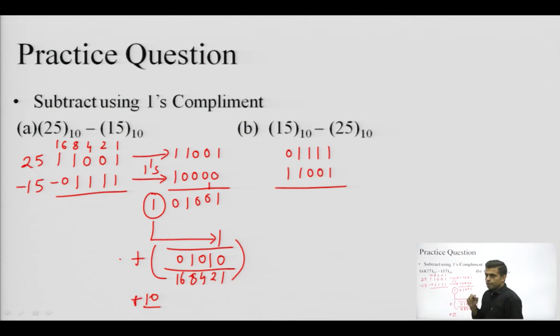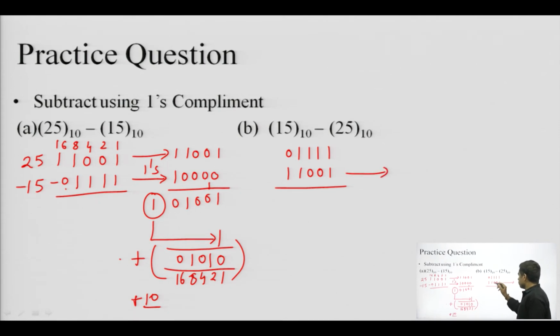Now, there is one unwritten rule that both the numbers should have an equal number of bits. So, that is why I have used an extra 0 here. If I do not use an extra 0 here, then my answer will be wrong. I will not be getting plus 10. So, the number of bits in both the numbers which are to be subtracted should be equal. Now, let us come to this question.